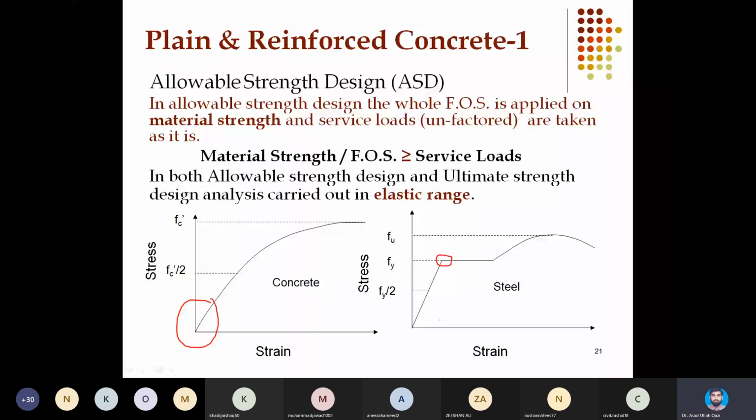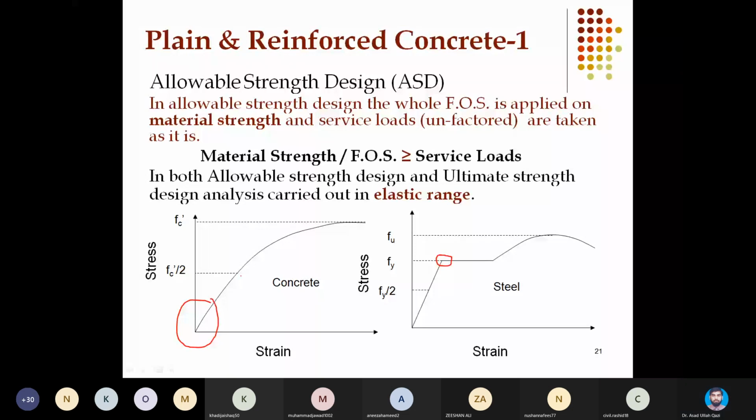In allowable stress design, you will be working on service loads without any factor of safety on the loads, which I discussed in ultimate strength design, that factor of safety is on both sides of the equation. On the load side, we are having a factor of safety greater than 1, and on the resistance side, we have a factor of safety less than 1. In ASD, what will happen? You will not put any factor of safety on the load side.